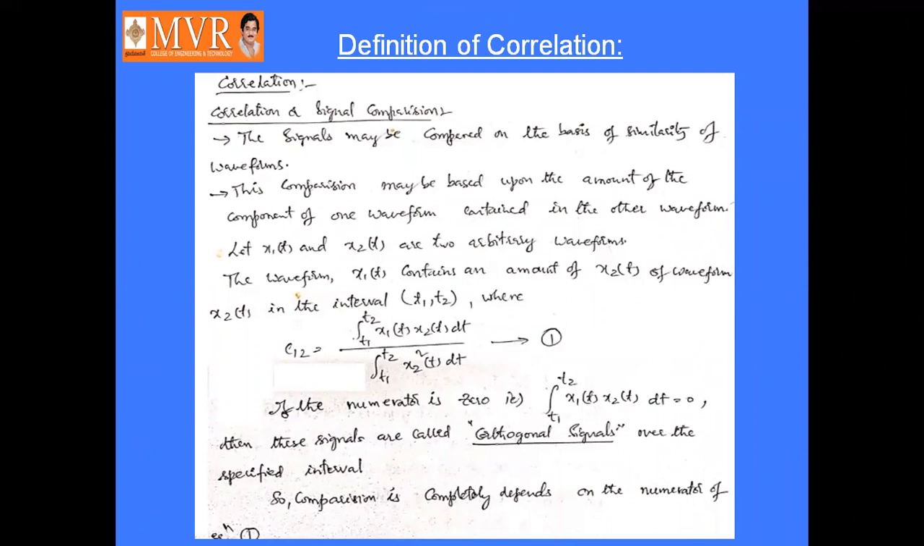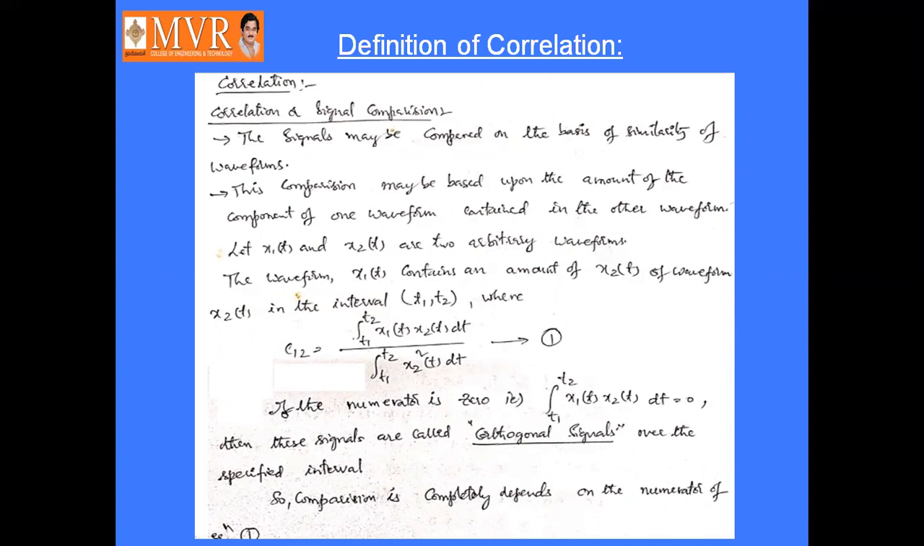The signals may be compared on the basis of similarity of waveforms. Suppose we take two signals. If the waveform is the same, then we can compare them, for example two sinusoidal signals or two stereo signals. So the comparison is on the basis of similarity of waveforms. This comparison may be based upon the amount of the component of one waveform contained in the other waveform.